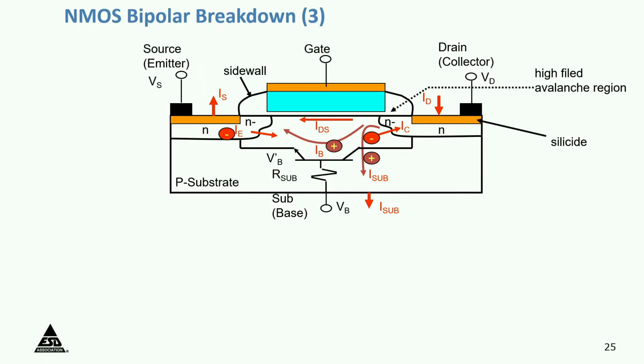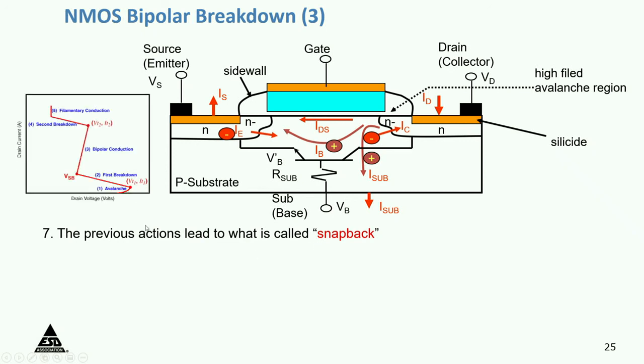So what that means is that the previous actions are what is called a snapback. I will show you the IV of what a snapback is. That's what that is. The drain avalanches, then the impact ionization, and then the voltage snaps back. Now this is conducting in a bipolar mode. The MOS device is now conducting in a bipolar mode. Remember, the gate is grounded on that device. But there is a current now from drain to source, which is actually the collector to emitter current.